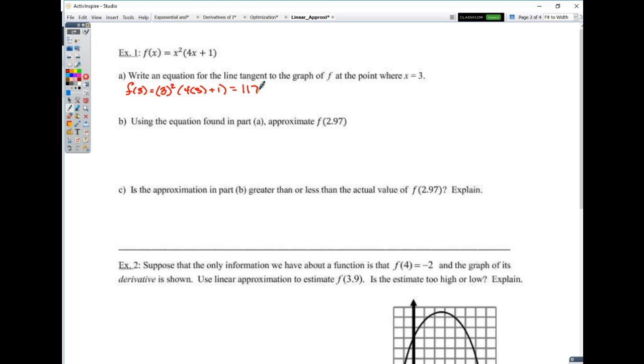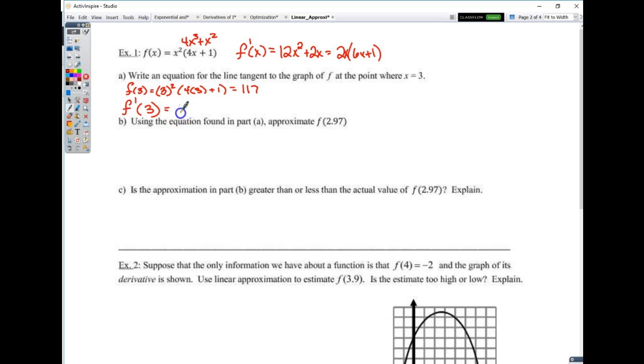I also need to find f prime of 3. But to find f prime of 3, I should probably find f prime of x. Now, I don't know about you, but I really don't want to do f prime of x right now because that's a product rule. Well, why don't I just make it so it's not a product rule? This is 12x squared plus 2x. And I would probably still factor a 2x out of that. The reason is that that's going to make my life a whole lot easier.